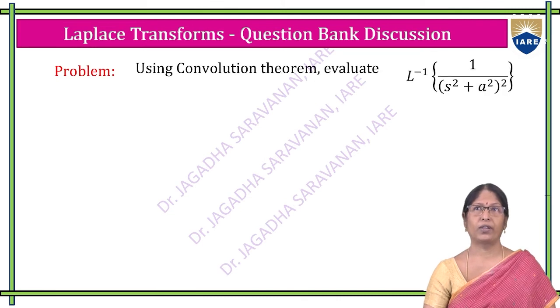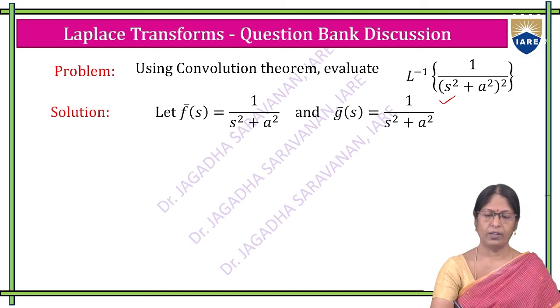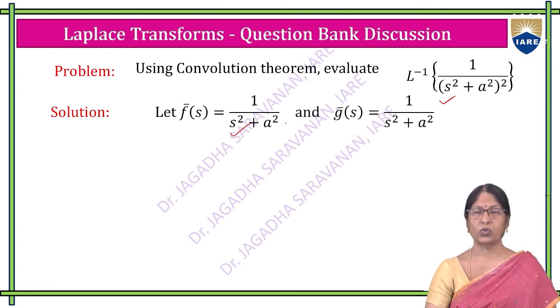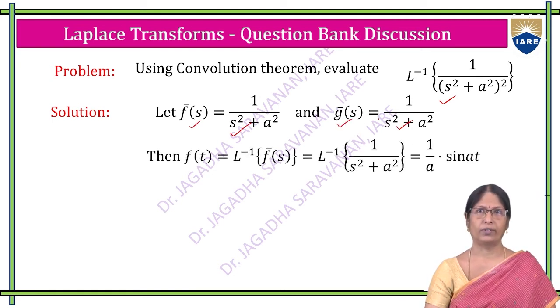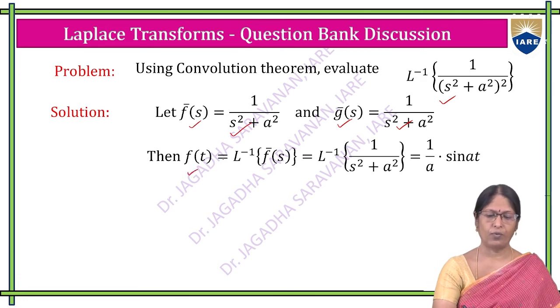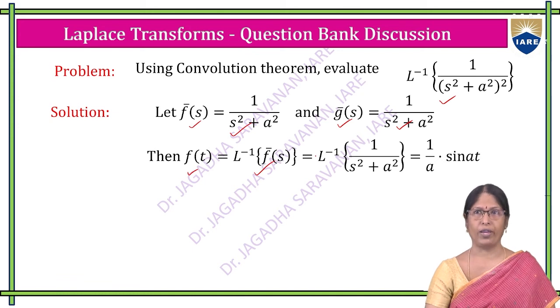So the next one is the convolution theorem. It's a very, very important question which is in our question bank. That is L inverse of 1 by (s square plus a square) the whole square, which is given. For that, 1 by s square plus a square we are taking as f bar of s. The second one is g bar of s. So f of t is nothing but L inverse of f bar of s.